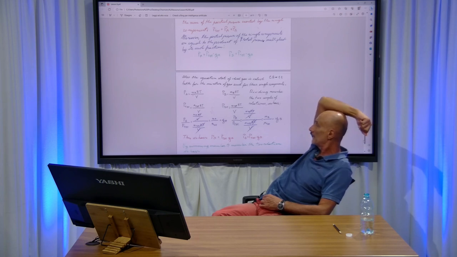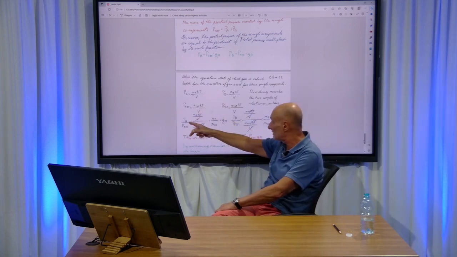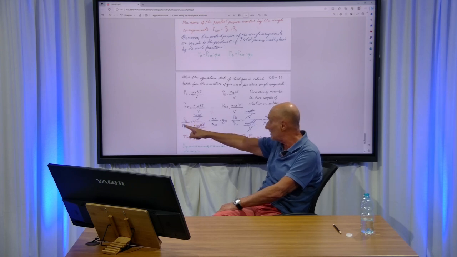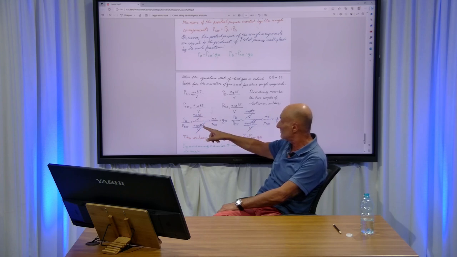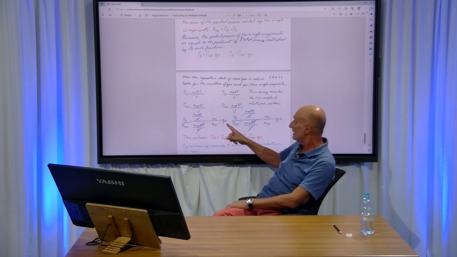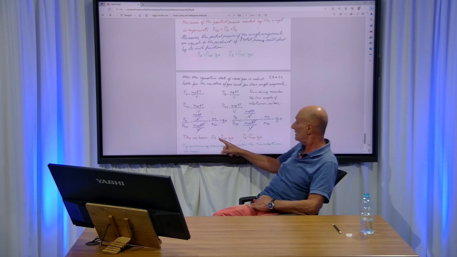By dividing member to member these two expressions, we obtain at the first member PA divided by P total. Here RT and RT are simplified, V and V are simplified. It remains NA divided by N total. But NA divided by N total is equal to the mole fraction of A. So we have that PA is equal to P total multiplied by its mole fraction YA.